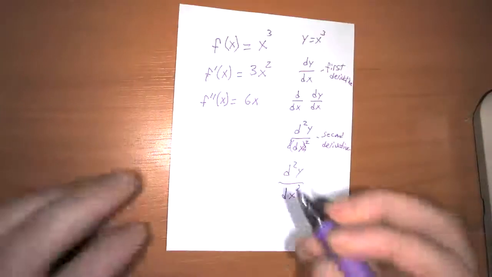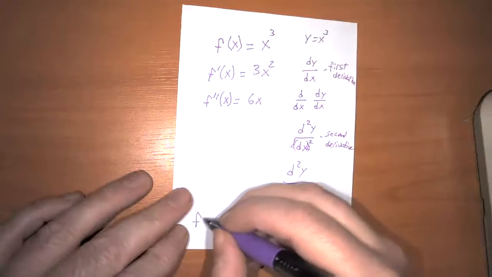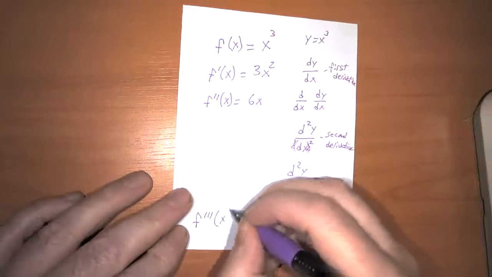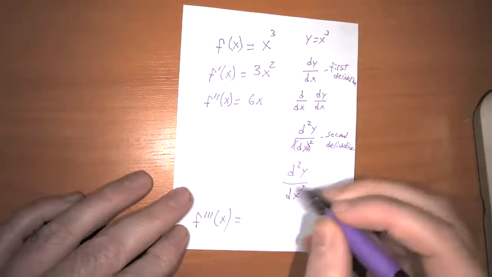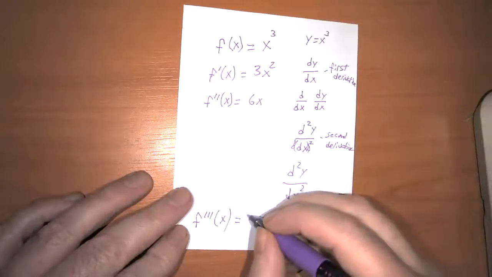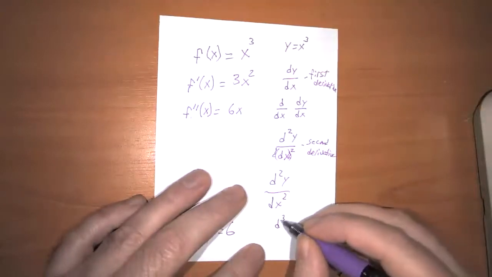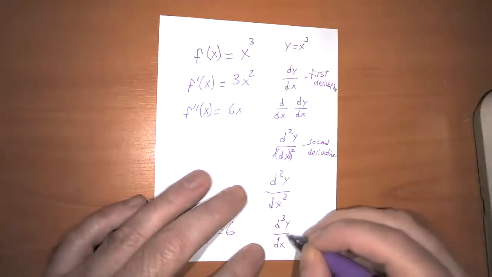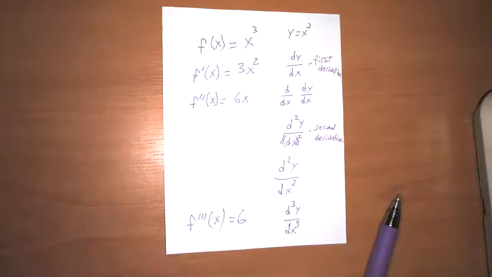And you can imagine that there is such a thing as a third derivative, which would be the derivative of the second derivative. So if the second derivative was 6x, the third derivative would be just 6. And we might write that as d cubed y over dx cubed. The third derivative doesn't come up very often.